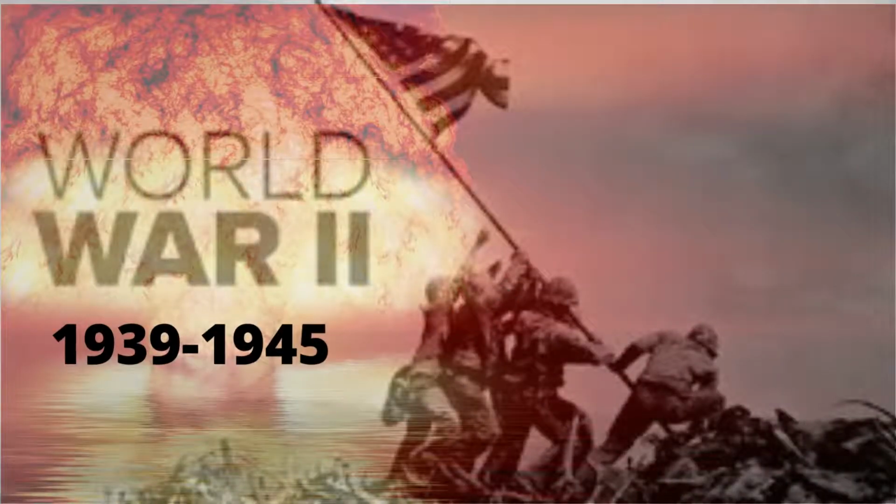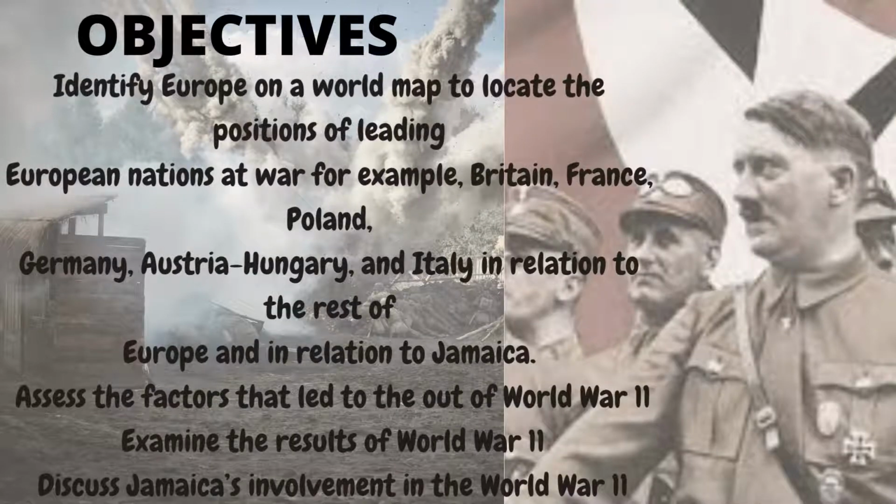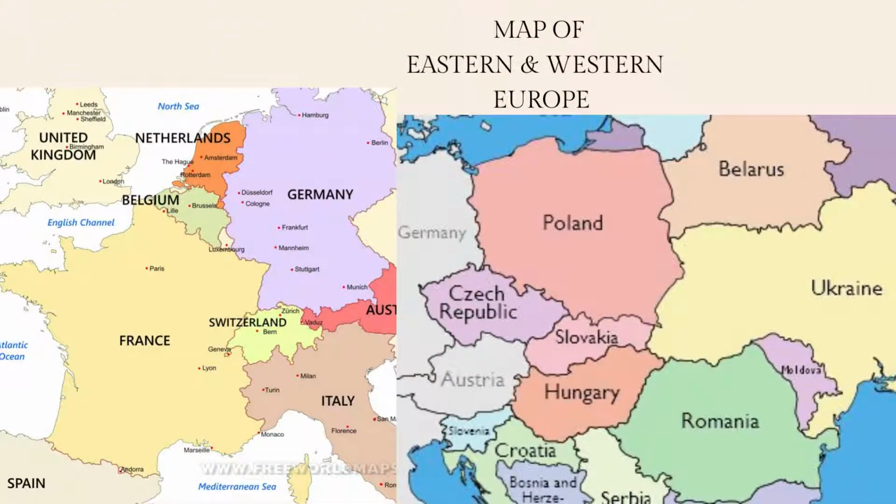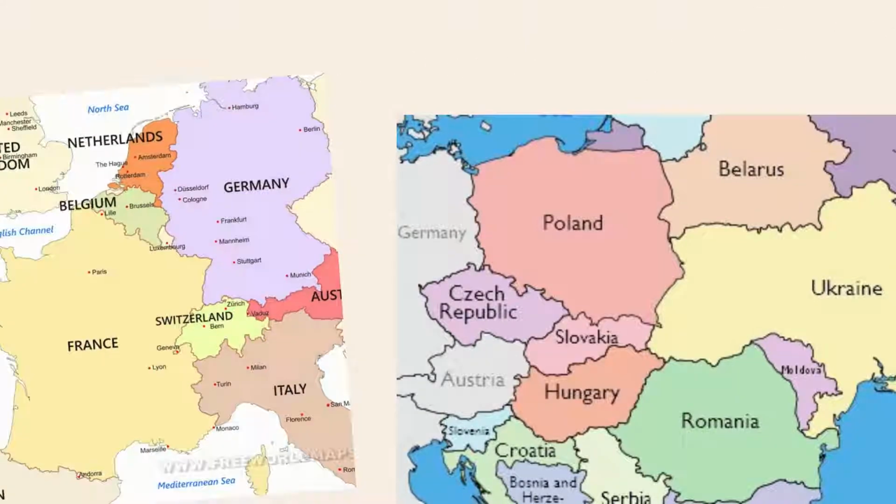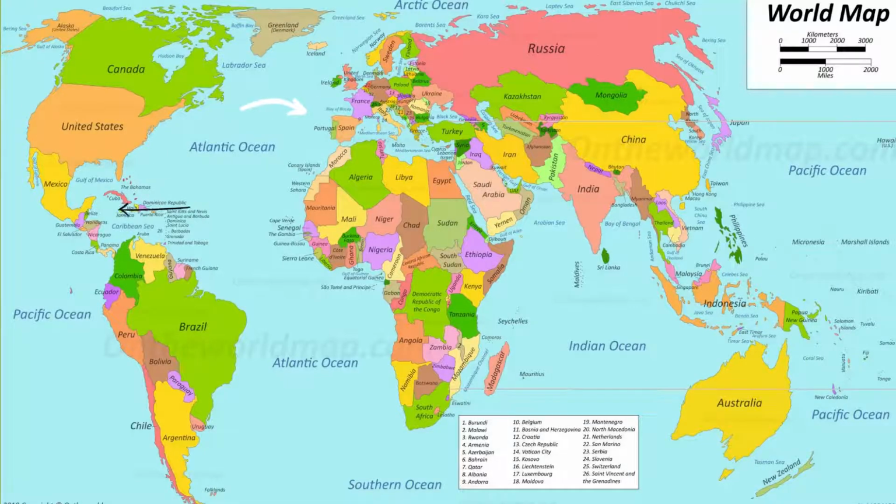World War II, 1939 to 1945. Let's look at the objectives. First objectives ask us to look at the countries that were either directly or indirectly involved in the war. Here on screen we have a map of Eastern and Western Europe. Then we have a map of the world showing where Europe is located and where the Caribbean is located.